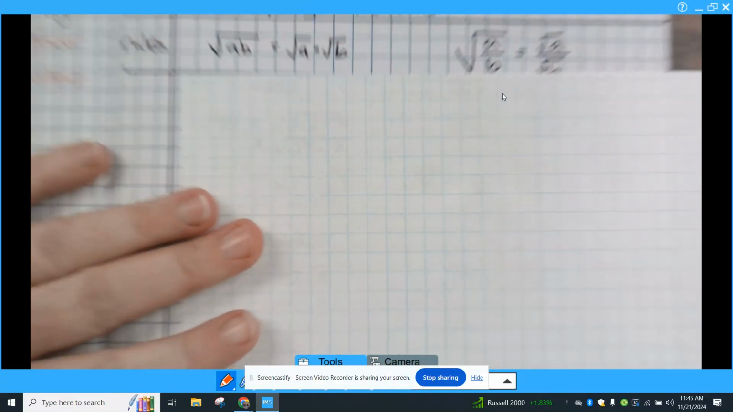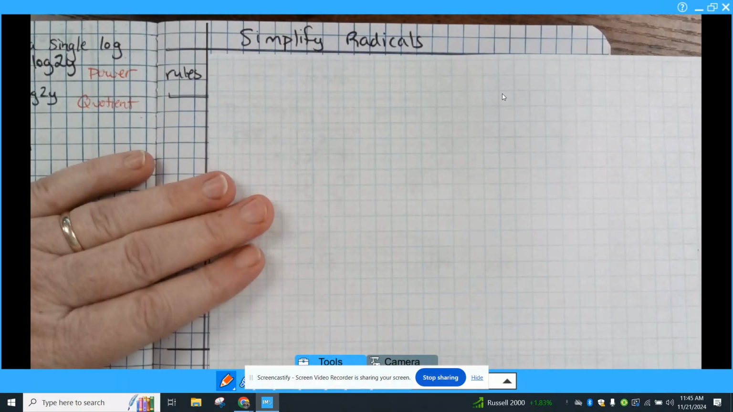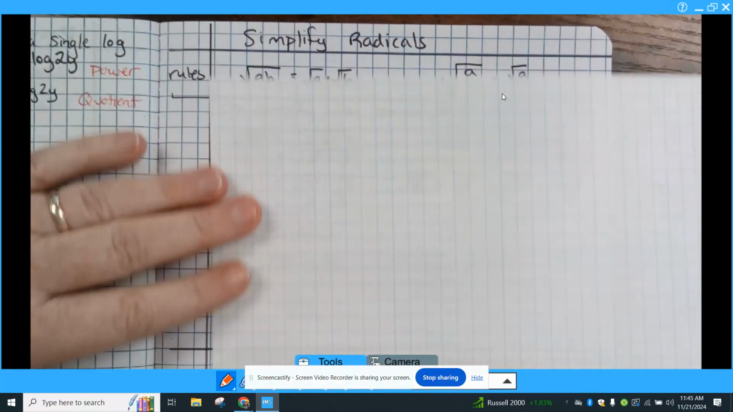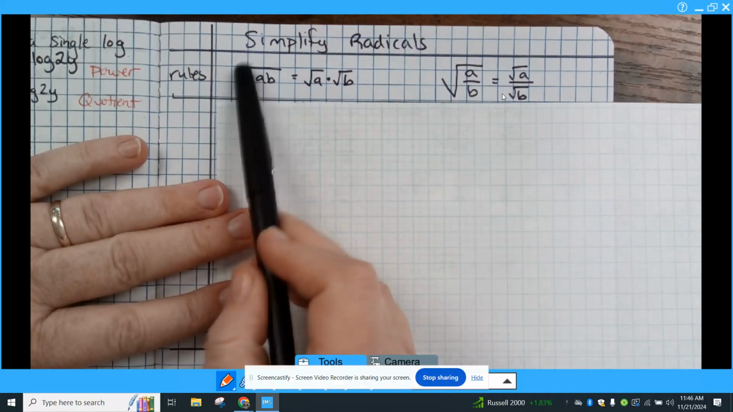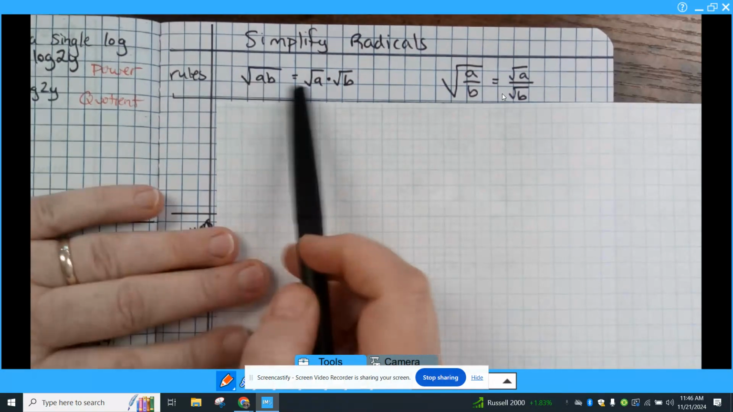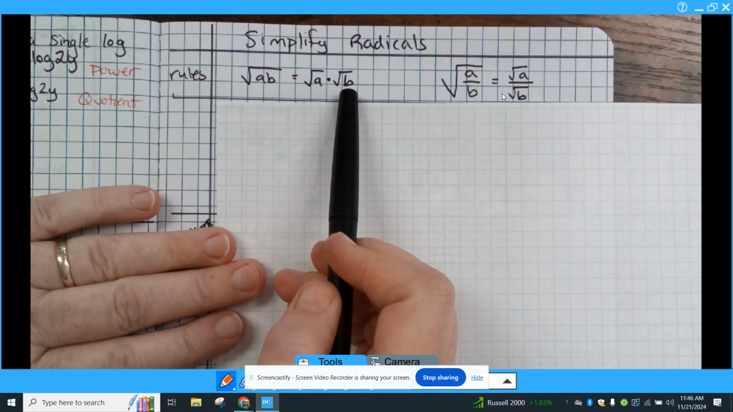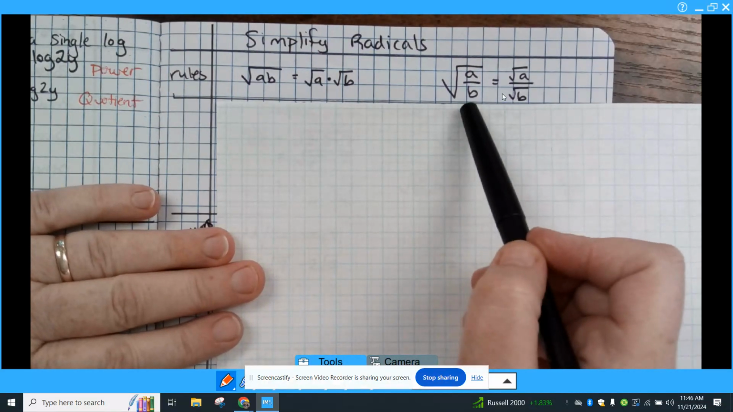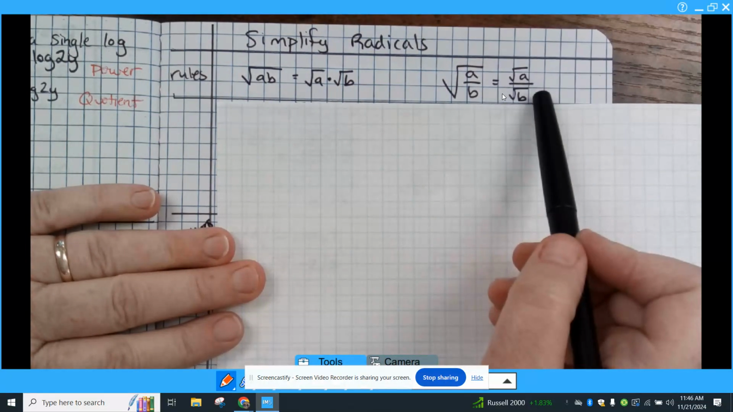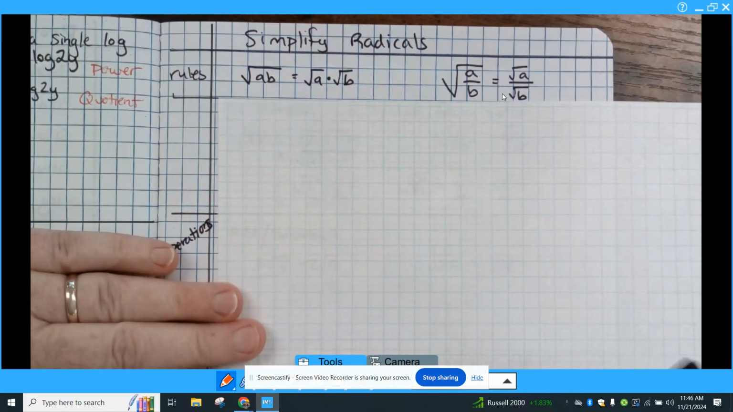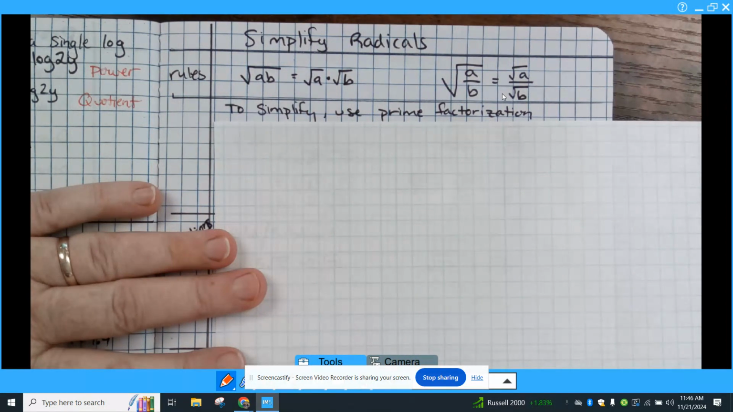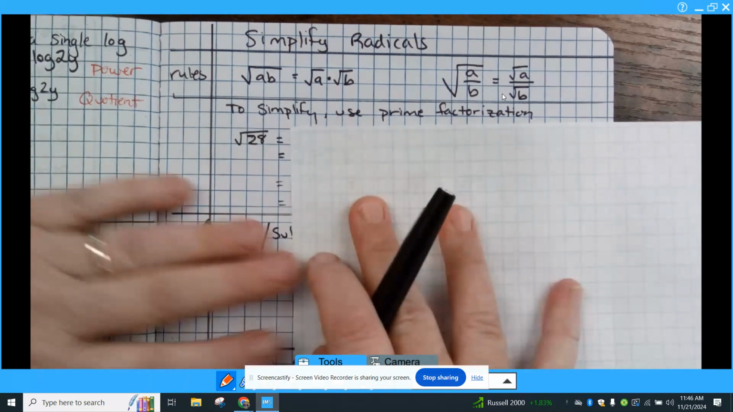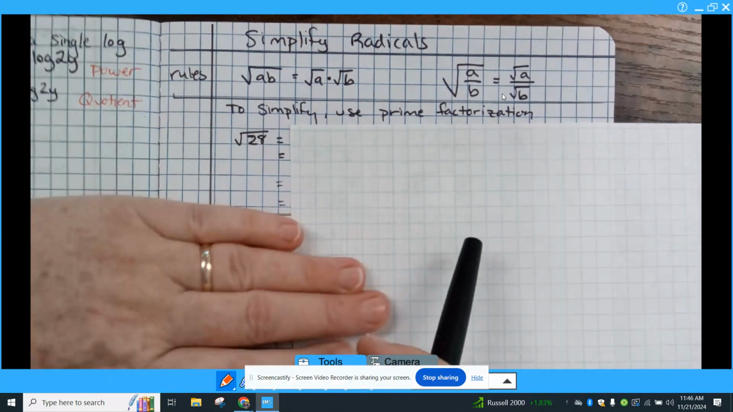And here, simplify radicals. So our rules, there's two rules basically. If you are multiplying two numbers under a square root or radical, you can actually separate those two numbers out. And then also, if you are dividing them, you can also separate them. So an example of that, to simplify them, I'm going to use prime factorization. So our first problem we're going to do is square root 28.